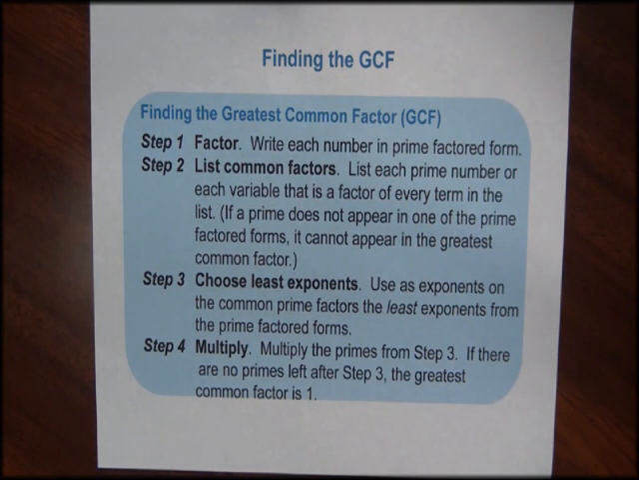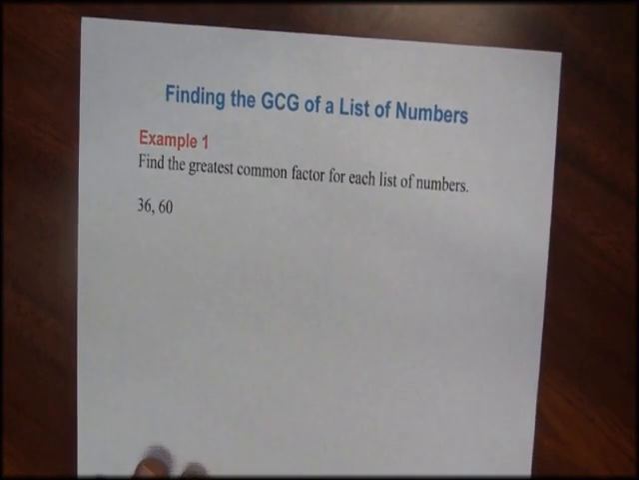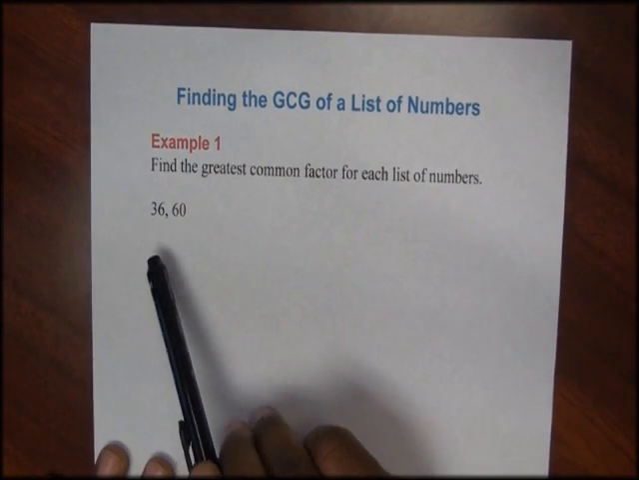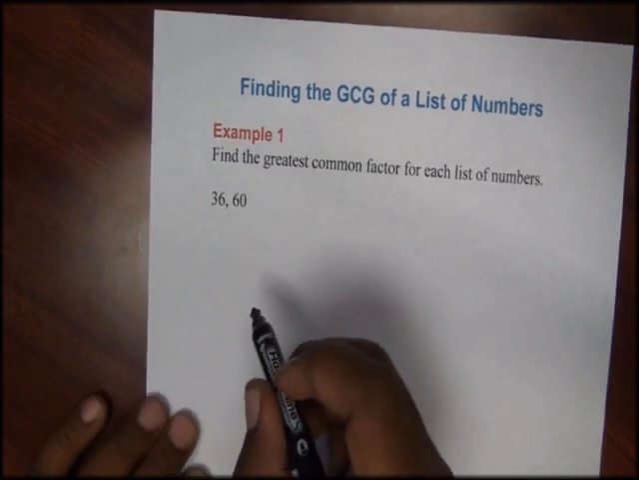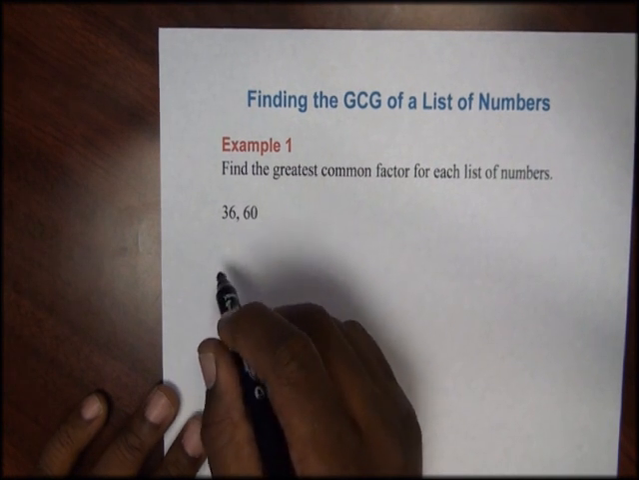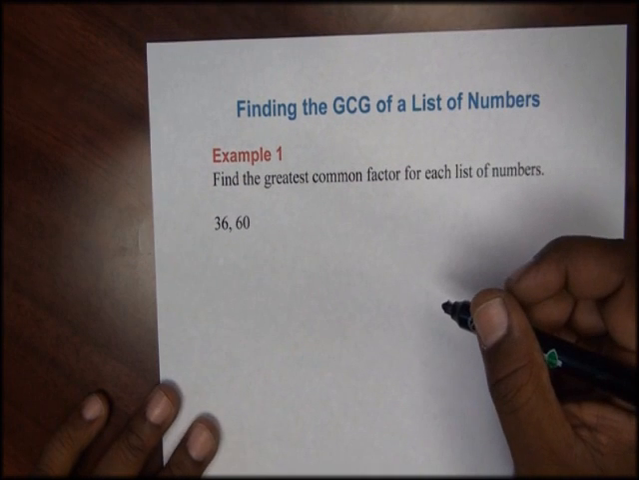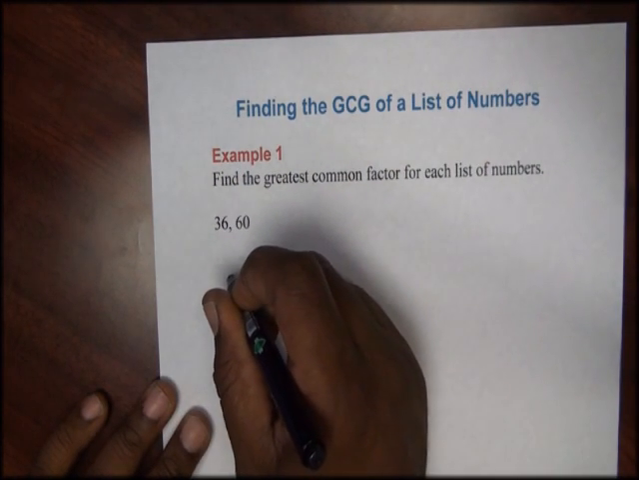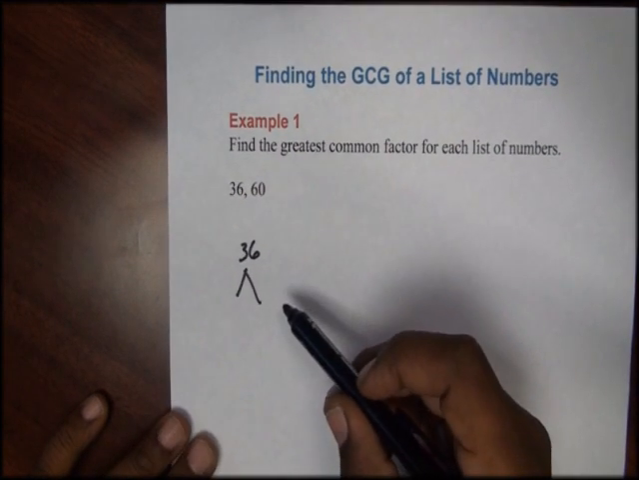So let's take a look at an example. In this example, we're asked to find the greatest common factor between 36 and 60. So I'll simply do a prime factorization tree for both. I'll determine the factors that are common to both, and then we'll find the greatest common factor. So we'll find the prime factorization for 36. And here again, I'm going to use a factor tree.